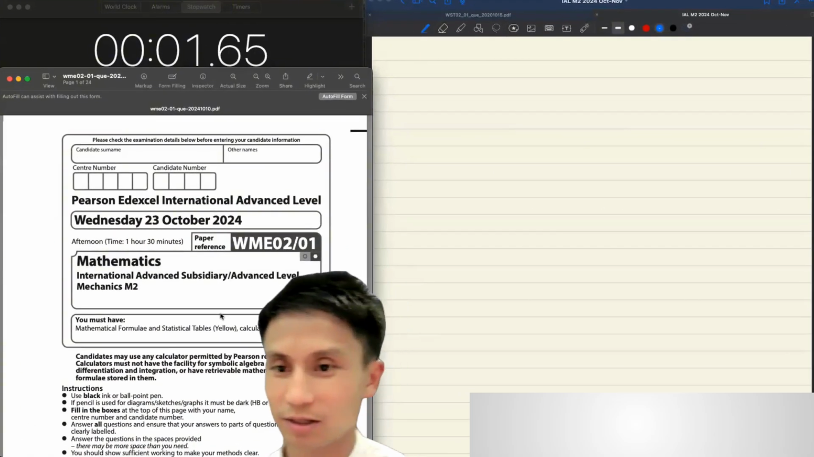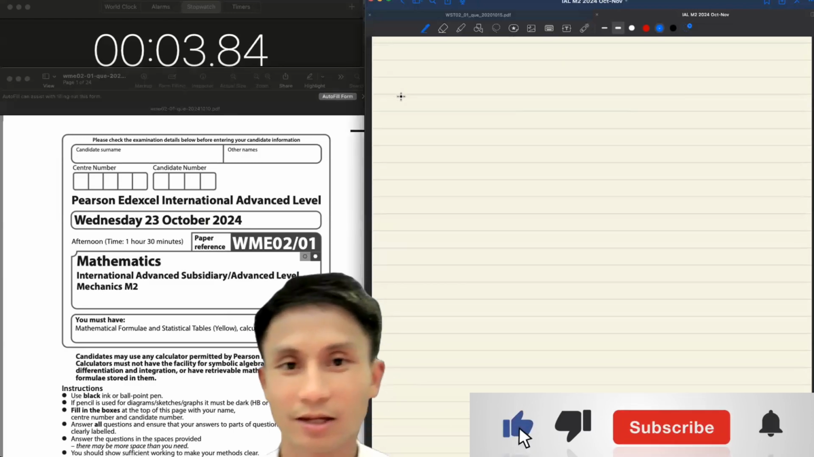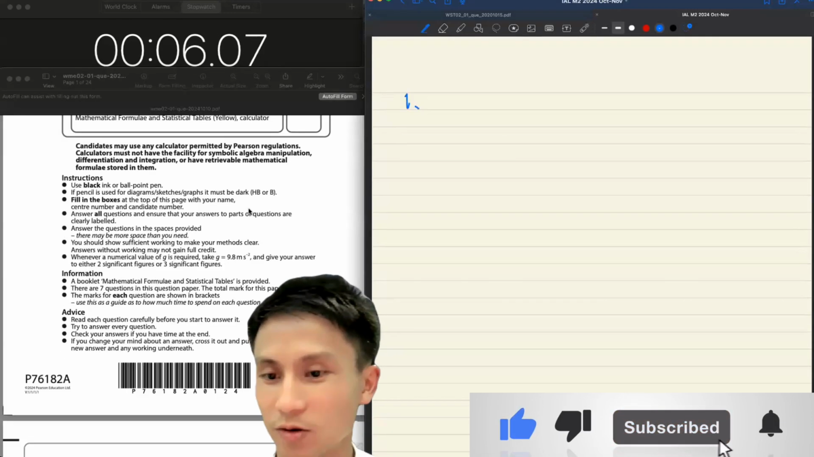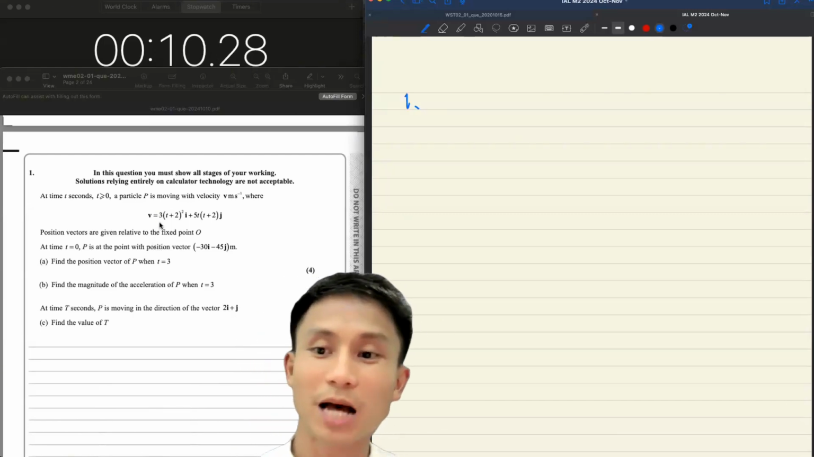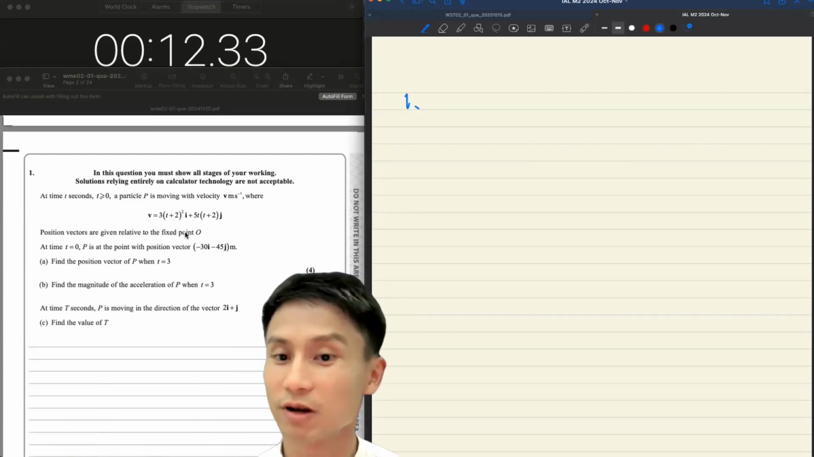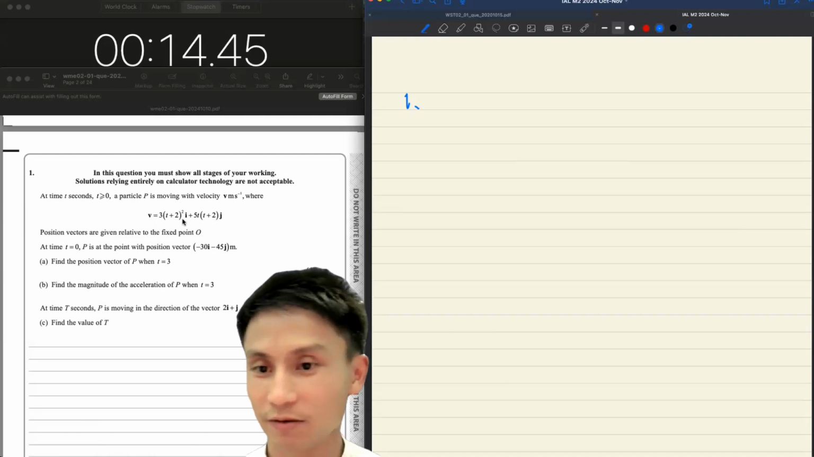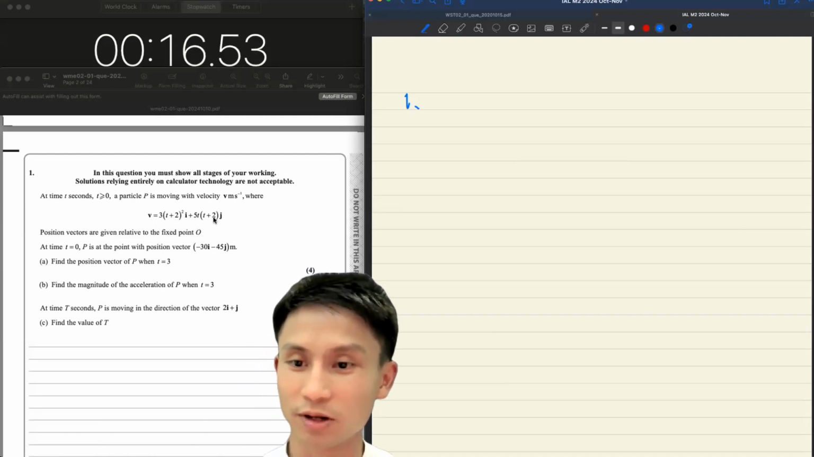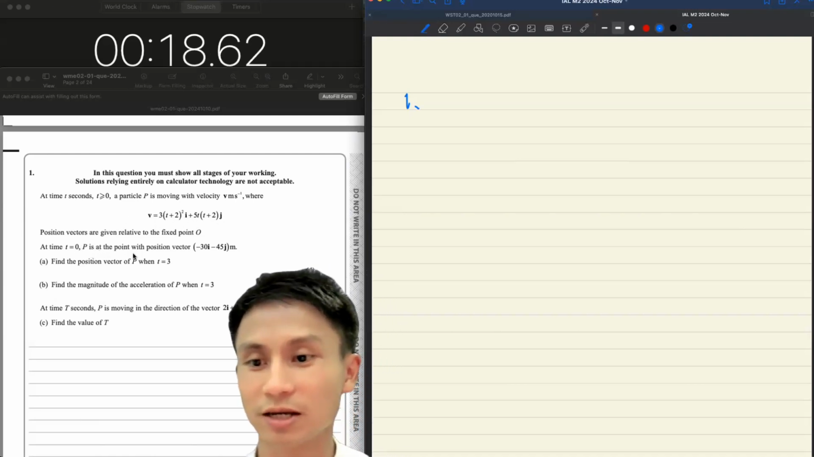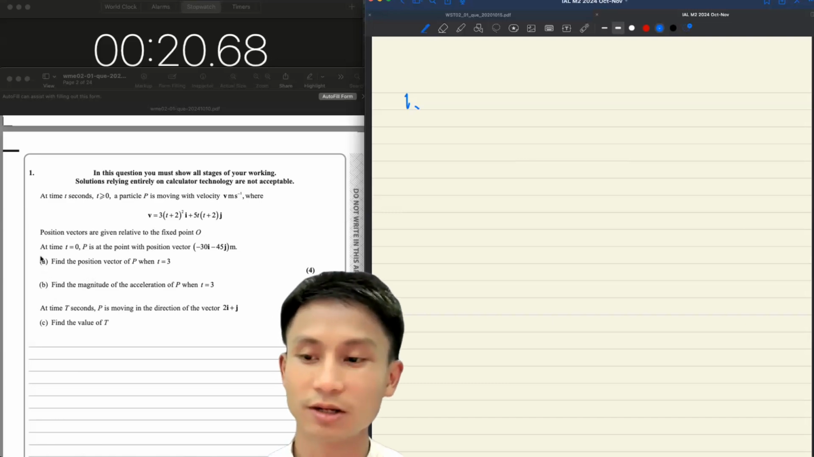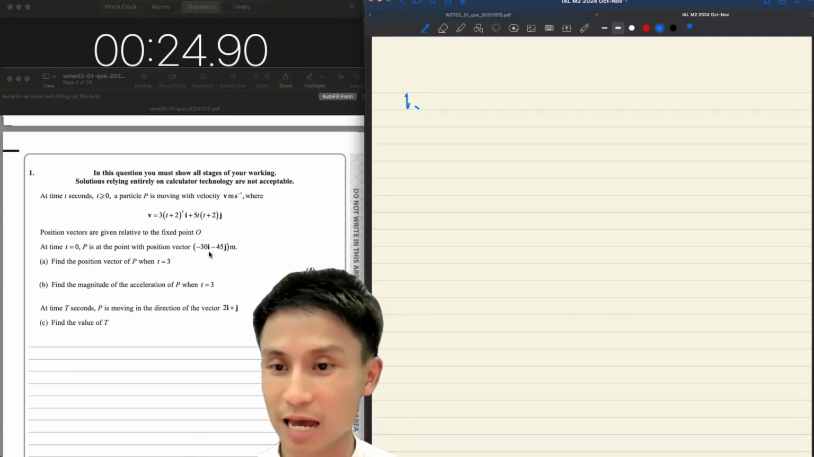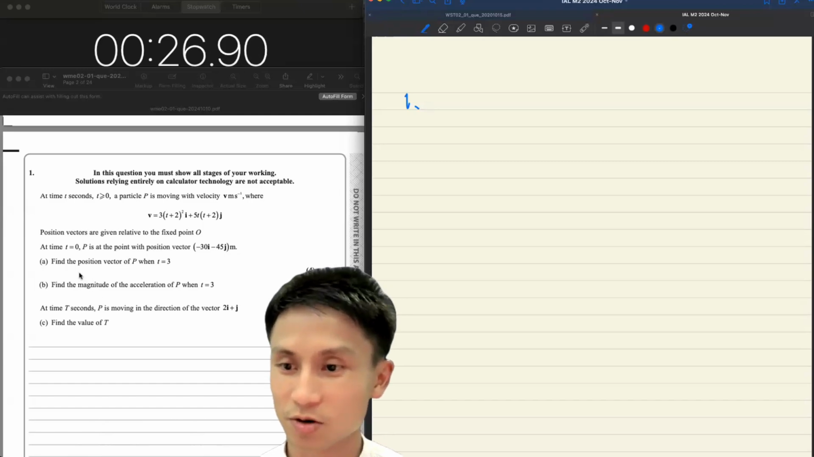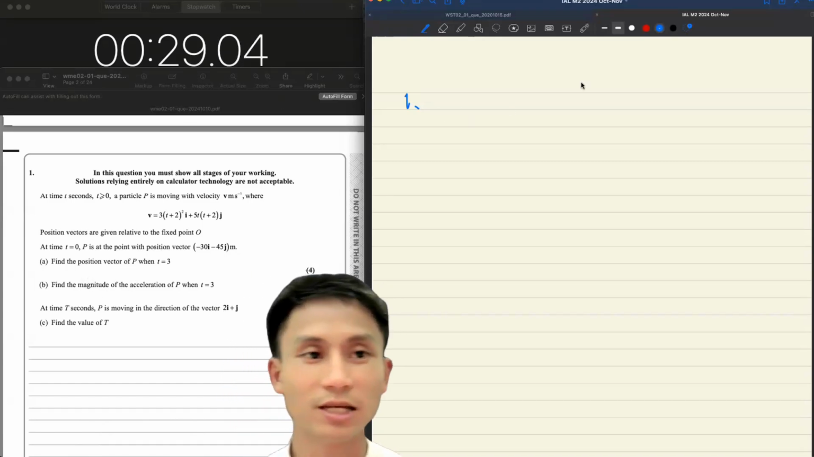So I have hit the timer. Let's get started. Number 1. Okay. So at time t seconds, t greater than 0, a particle P is moving with velocity v. And here v is a vector because there's components i and j. Position vectors are given relative to the fixed origin. At the time t equals 0, P is at the point with position vector that. Okay. So find the position vector of P when t equals 3.